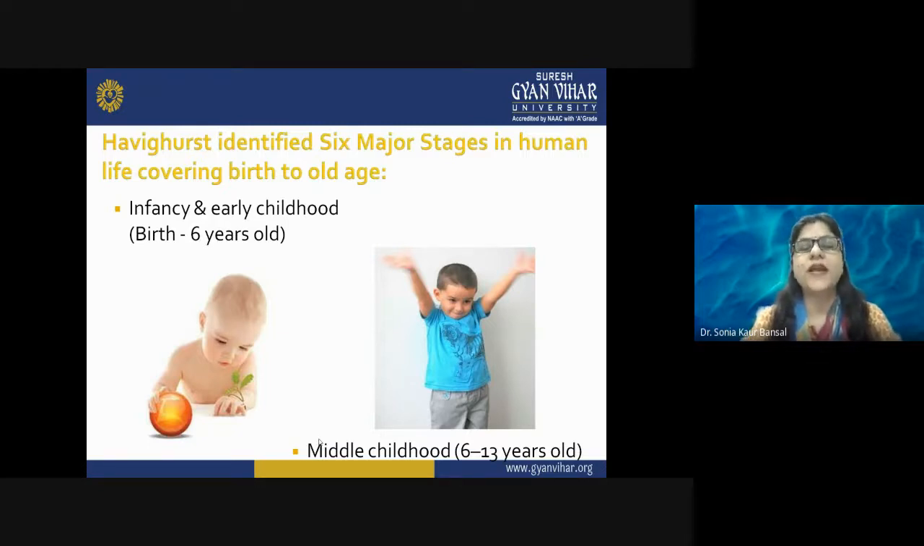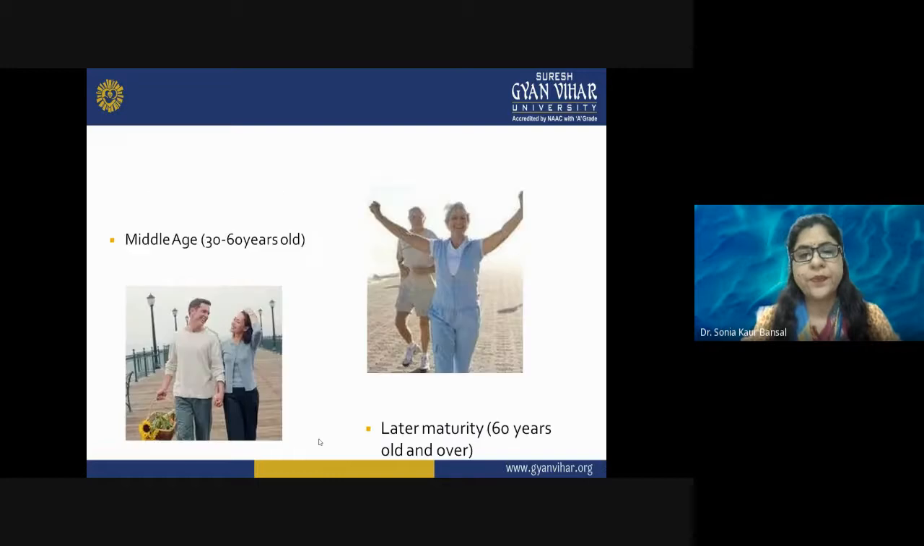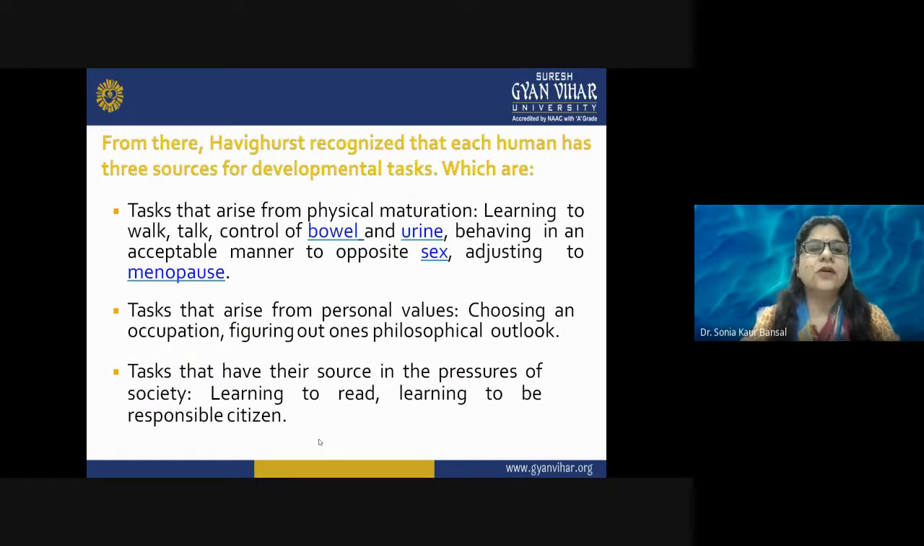So, Havighurst identified six major stages in human life covering birth to old age. First is infancy and early childhood, which remains from birth of the child to 6 years old. Then middle childhood, 6 to 13 years old. Adolescence, 13 to 18 years old, and then early adulthood, that is 19 to 30 years old, then middle age, 30 to 60 years old, then later maturity years are considered from 60 years old and over. All right, so let's understand from there.